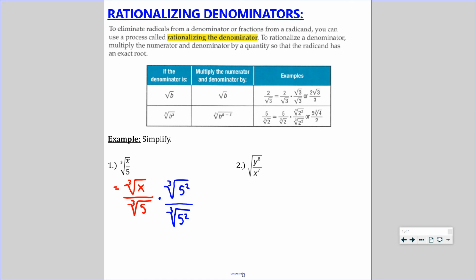Do you guys agree that that would give me 5 to the 3rd? Yeah. See that thinking there? And you can do this as long as you do it on top and bottom. Okay? So watch what happens here. Watch what happens in my denominator.